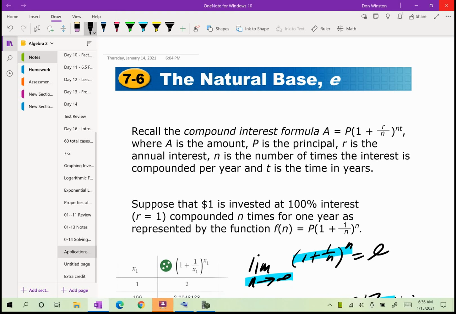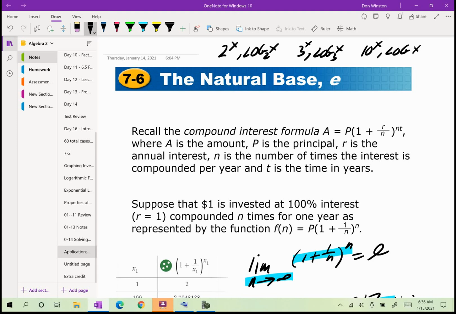We have worked with other bases, like base 2 raised to the x, with the inverse being log base 2 of x. We've worked with base 3 raised to the x, with the inverse being log base 3 of x, and then the common log, 10 raised to the x, with the inverse being log base 10 of x. Okay, so today we're going to be working with base e.